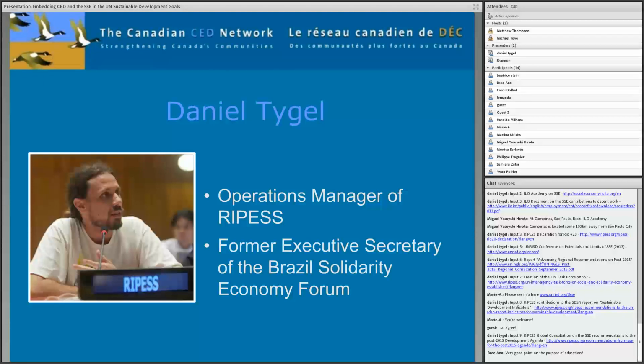So that's why the recommendations from RIPESS that we are proposing as social solidarity economy recommendations for the post-2015 agenda are quite broad. We have four sectors. The first sector is about indicators, which is the underlying basis which made us contribute to the SDGs public consultation. Then we have a second sector, which is the transition to a fair social and solidarity economy, where we talk about recognizing social solidarity economy as a motor for other kinds of development.